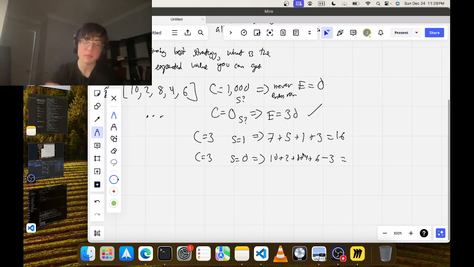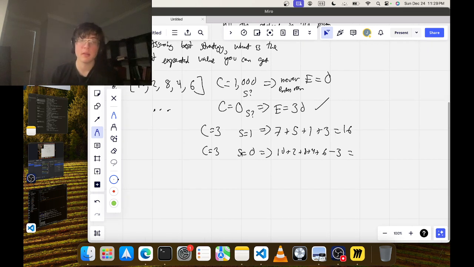So hopefully this makes sense. And the S, it doesn't have to be 1 or 0, it can be any value in between. So that's where obviously there's difficulty there.